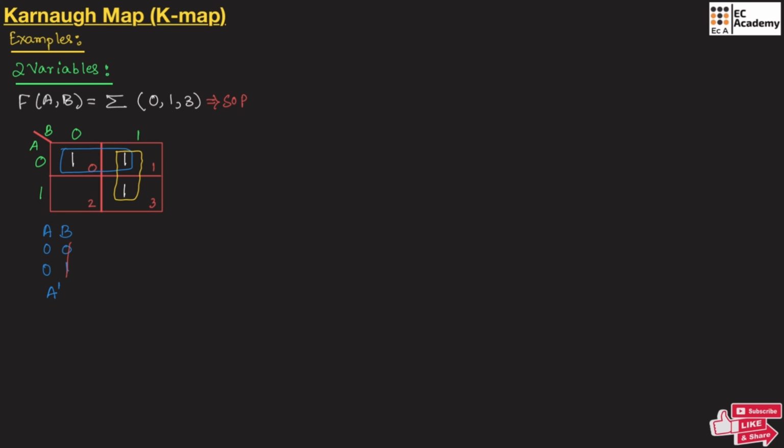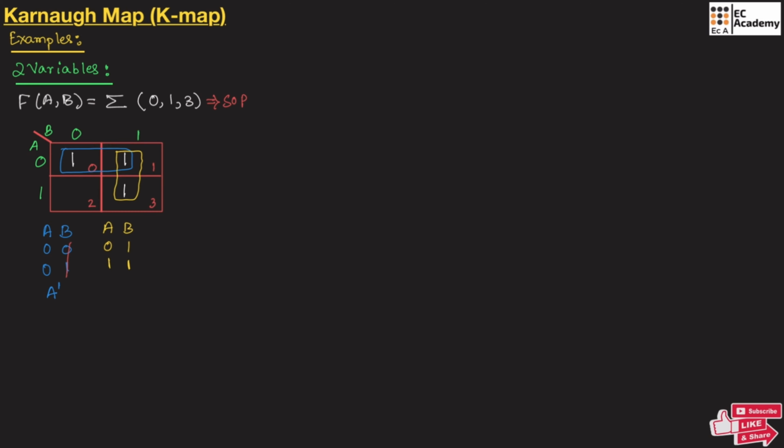Now if we take the next group, we can write the corresponding values of this one, which is 0, 1. So for AB, you can write 0, 1 which is the first value. The second value is 1, 1.